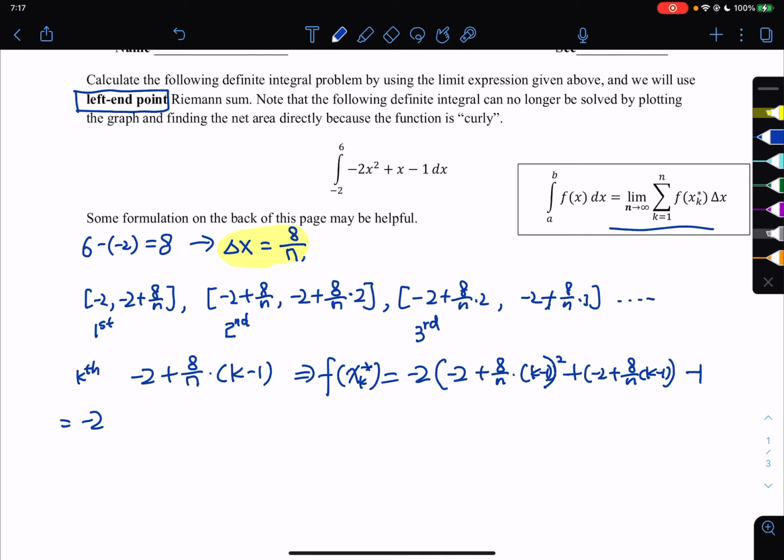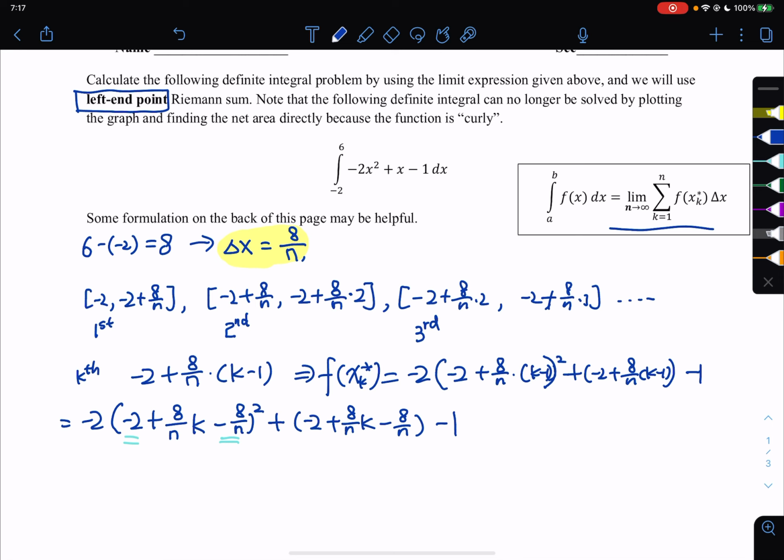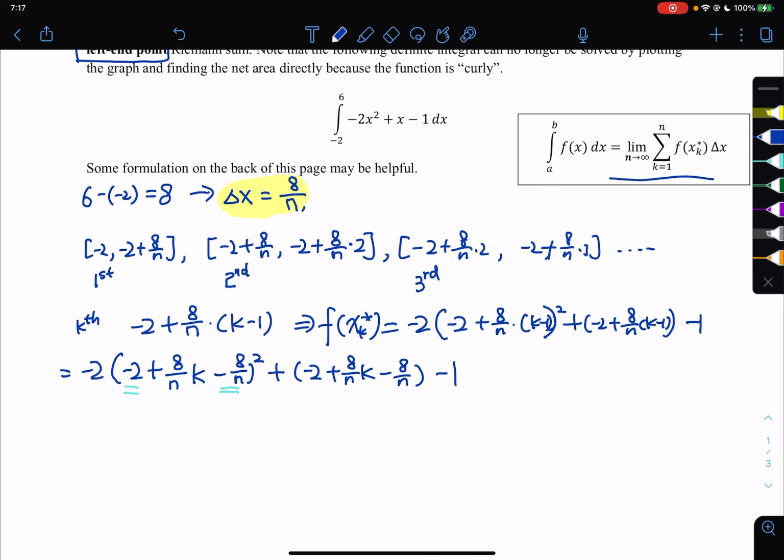This is -2. I have -2. I have 8 over nk. And then I have minus 8 over n squared. Well, the k is what always bothers me, so it's not a bad idea to group those two together and just leave the k term by itself, but let's worry about that later. So what I end up with is -2 plus 8 over nk minus 8 over n, and then minus 1. Like I said, I could have grouped terms a little bit.